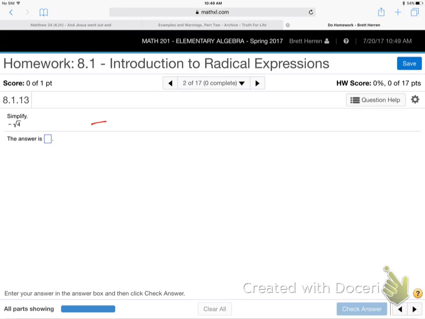All right, there's the next one. Negative square root of 4. Well, don't let that negative sign bug you. He's just a spectator. He's just sitting in the front. He's not doing anything. What's square root of 4? 2. We're done. Negative 2. Easy enough, right?